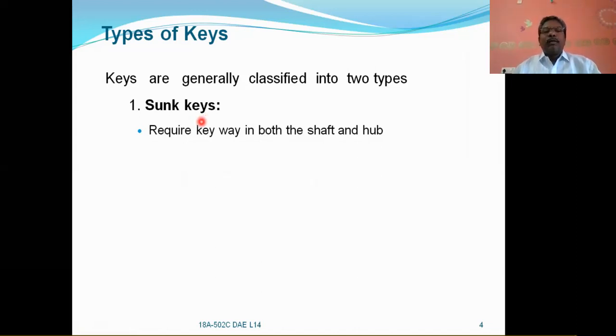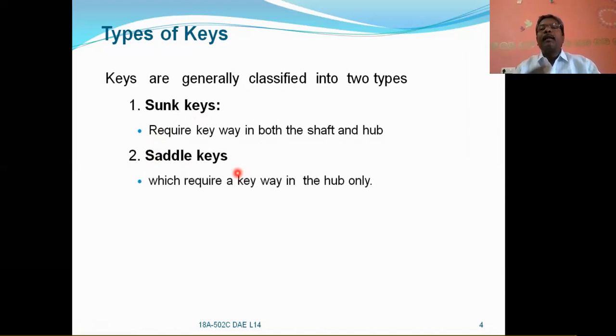So these sunk keys are mainly used for heavy power transmission, because the keyway is there in the shaft as well as the hub. That's why you can transmit heavy powers from one shaft to the another shaft through the mountings. Next is saddle keys. In the saddle key, the keyway is only in the hub of the mounting, which requires a keyway in the hub only.